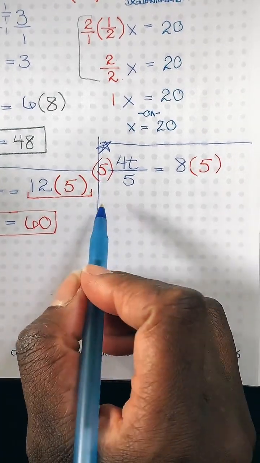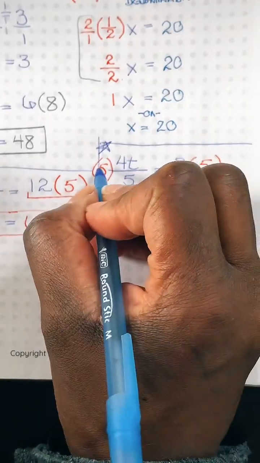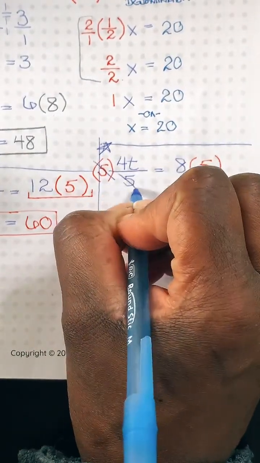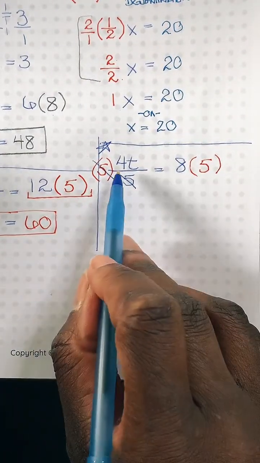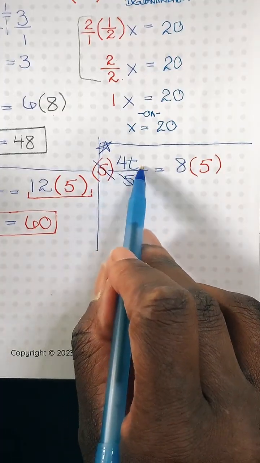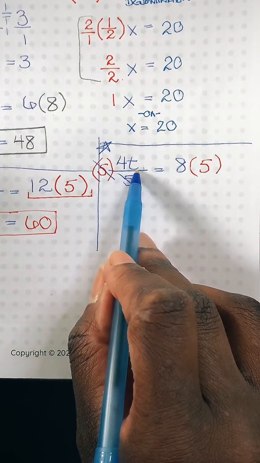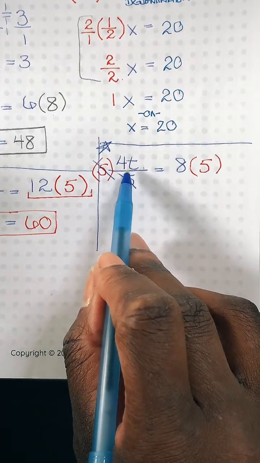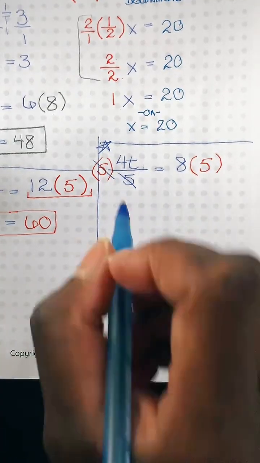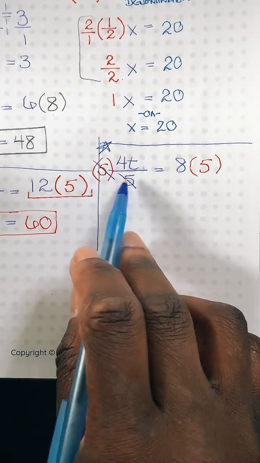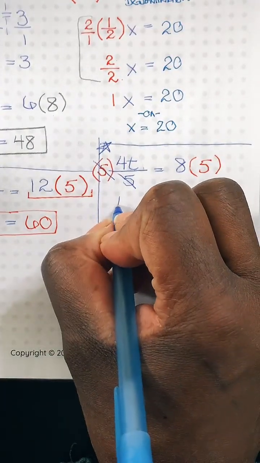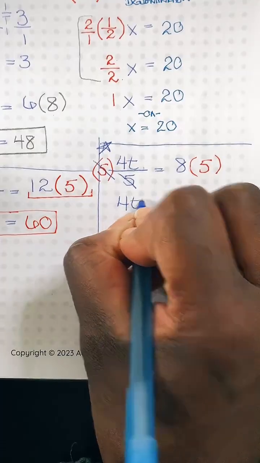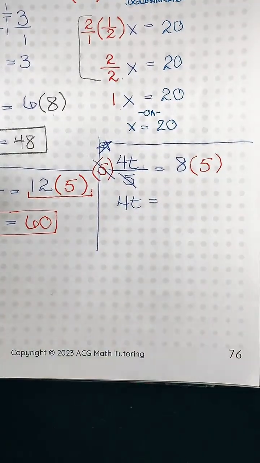Yes, they turn into a 1, Kara. Good job. Because 5 divided by 5 gives me 1. But this time, our numerator is not just a variable. It's 4t. So anything times 1 is itself. So when these cancel out, I'm going to bring down my 4t, and I'm also going to bring down my equal sign.